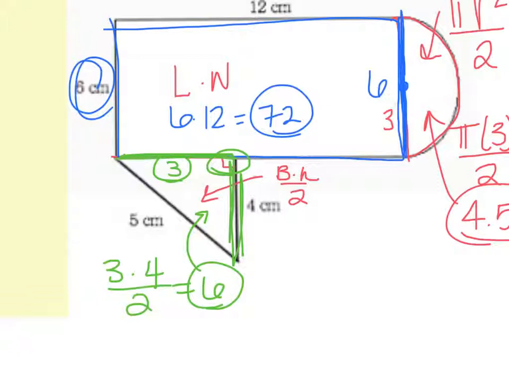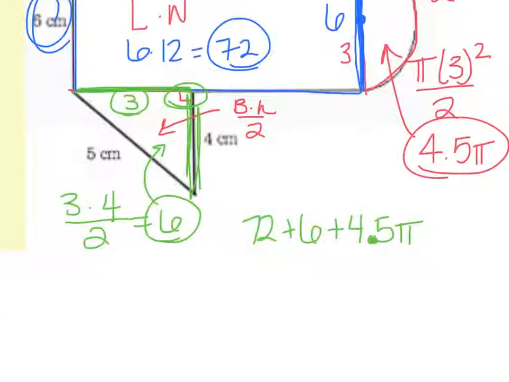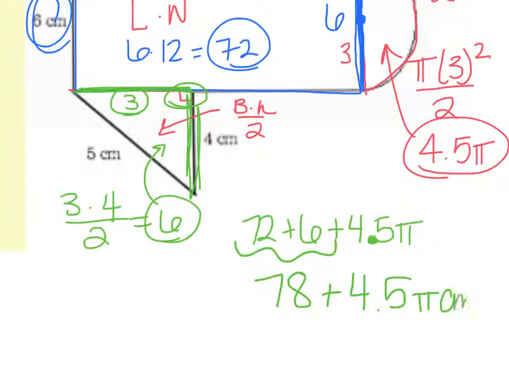So the last thing is just to add them all up. So 72 plus 6 plus 4.5 pi, and I want it in exact, so I'm not going to multiply pi into my answer, and I'm just going to add 72 plus 6 to be 78, and just leave it as 4.5 pi centimeters squared. So those are level 2s.